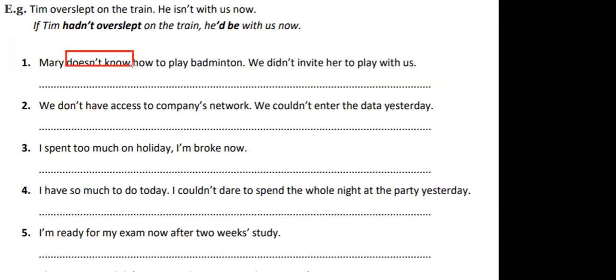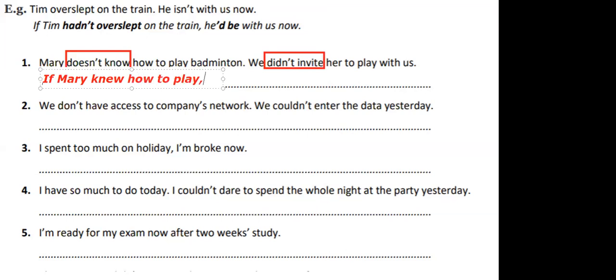Mary doesn't know how to play badminton. We didn't invite her to play with us. So if Mary knew how to play, and the past result, we would have invited her to play with us. We would have invited her. There. The next one.